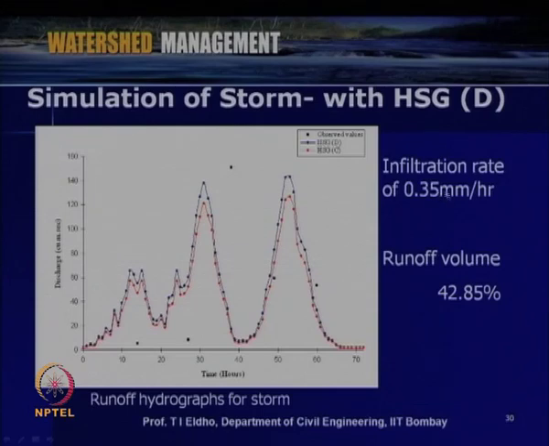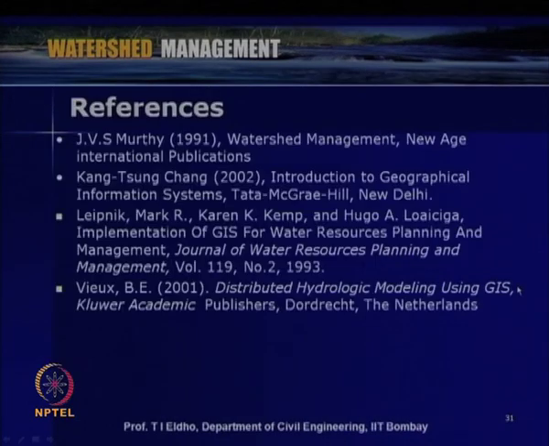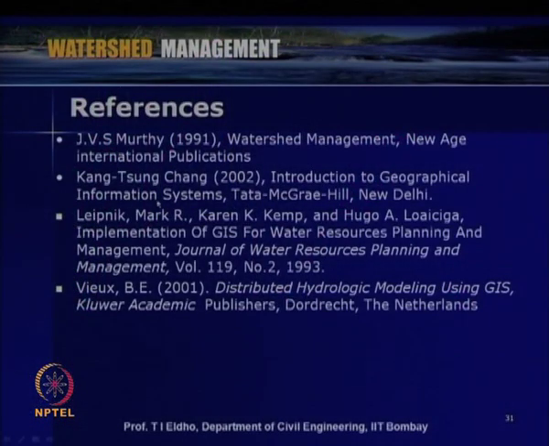Here the infiltration rate is assumed as 0.35 millimeter per hour, and runoff volume was estimated for this particular case as 42.85%. So, that way we can utilize the GIS platform for generation of the elevation model, soil map, land use land cover map, slope map, like that. That will be very useful for hydrological modeling, and these details we can utilize for the development of various watershed management plans. These are some of the important references used for today's lecture.